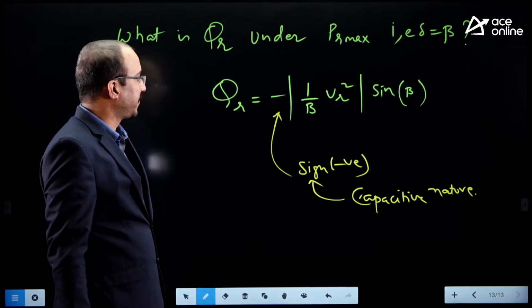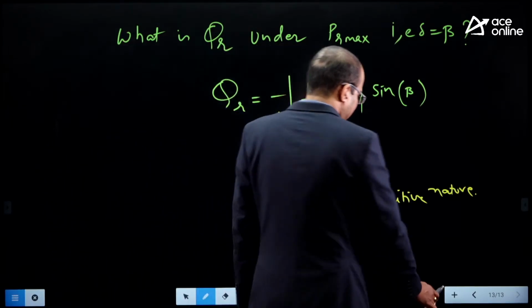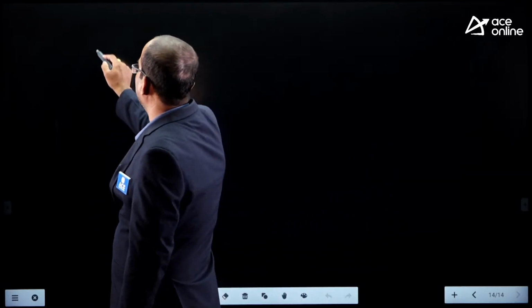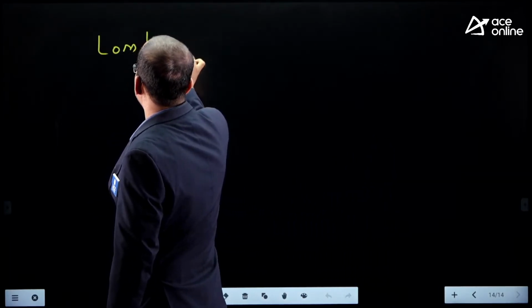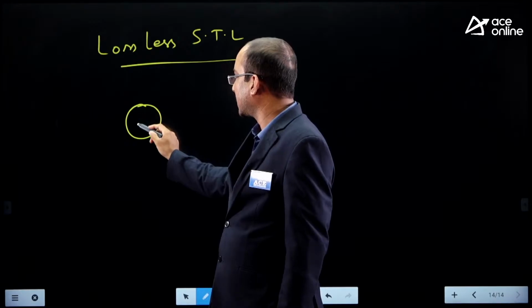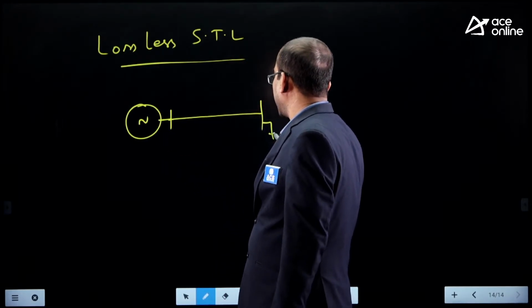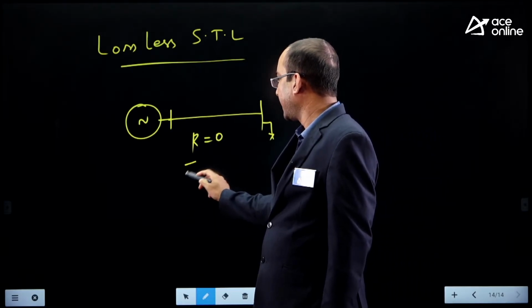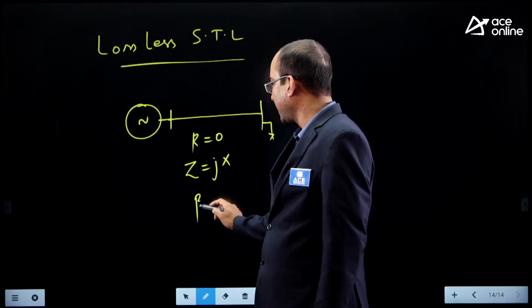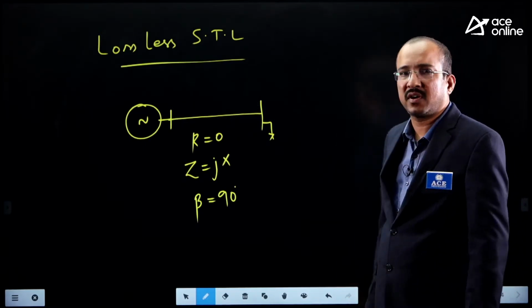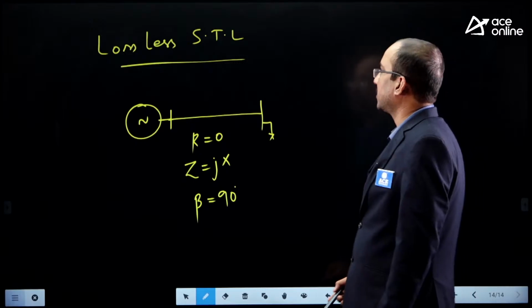Now, in order to continue further analysis, let us consider a lossless short transmission line. In case of a lossless short transmission line, what will be the power transfer equations? Here resistance is 0, impedance is only reactance, beta will be 90 degrees. So under that condition, what will be the real power transfer and what will be the reactive power transfer?